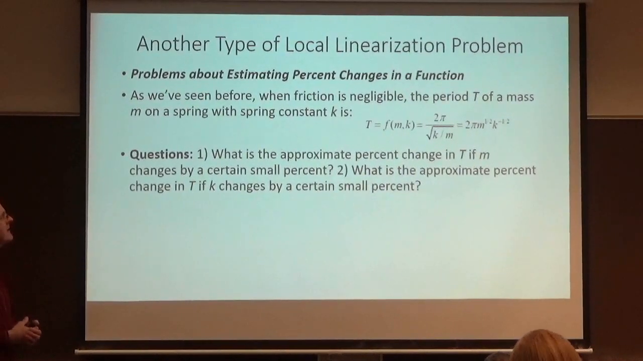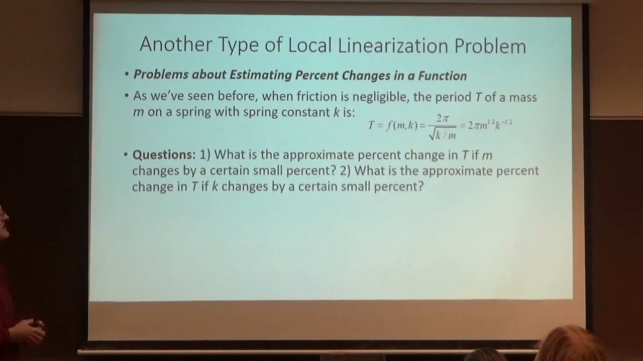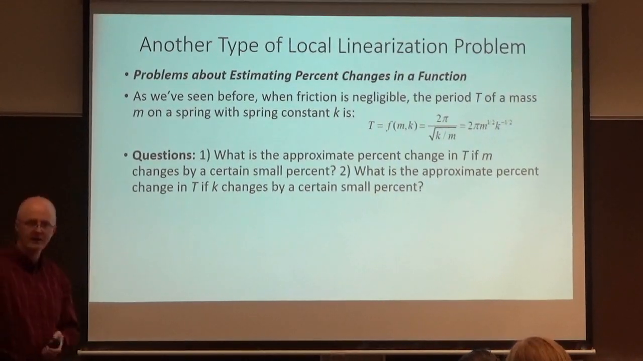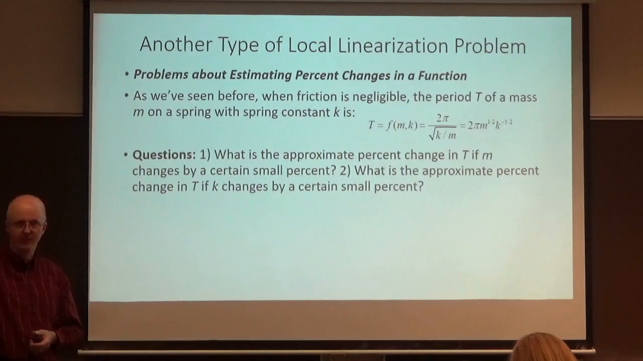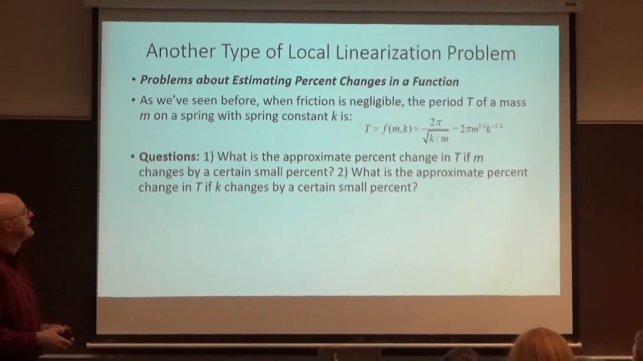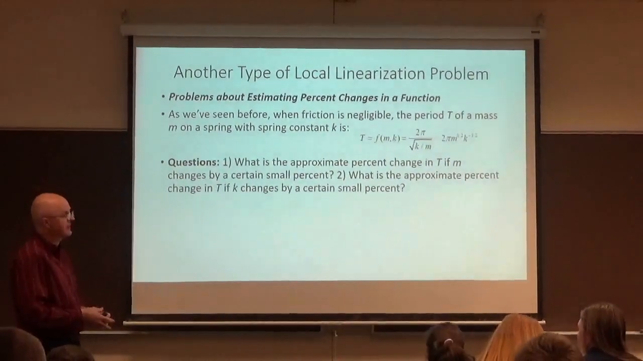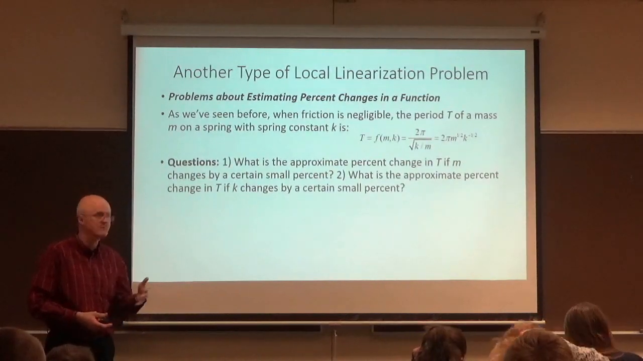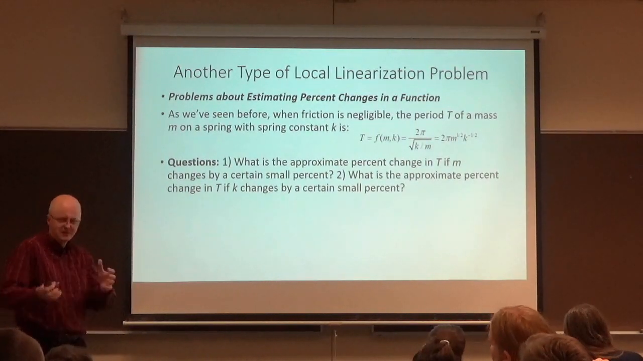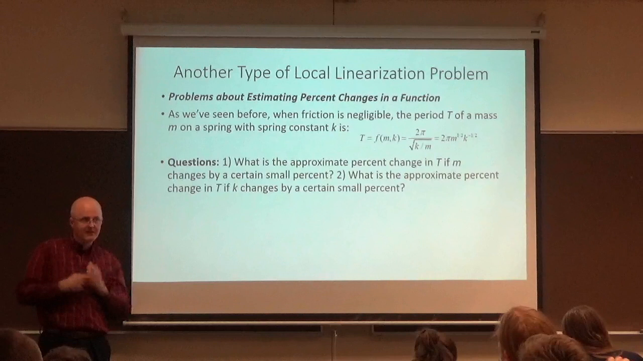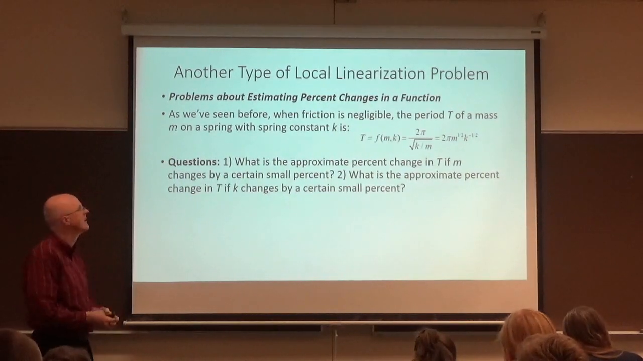So we can ask the question, what is the approximate change in T, the period, how long the mass takes to go back and forth one time, if the mass m itself changes by a certain small percent? Maybe it grows by 2% because you're using a bigger piece of wood or something for your mass in the spring.